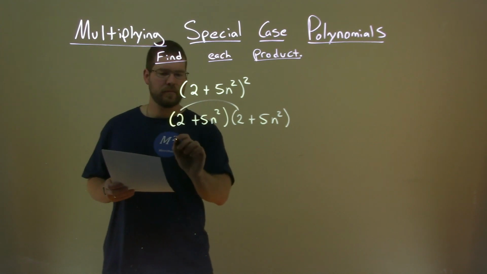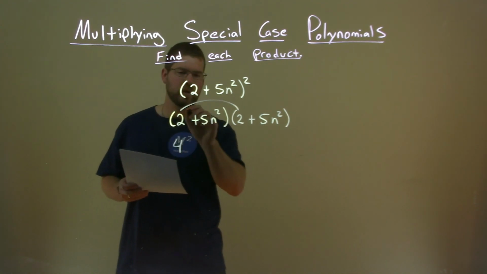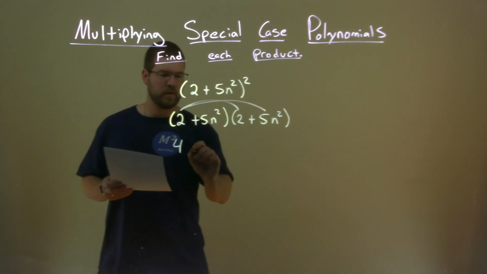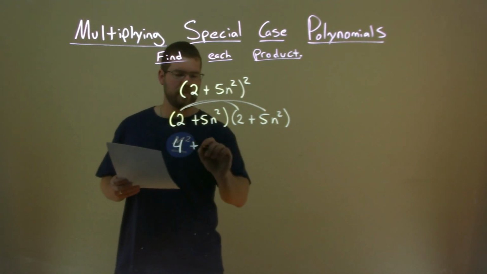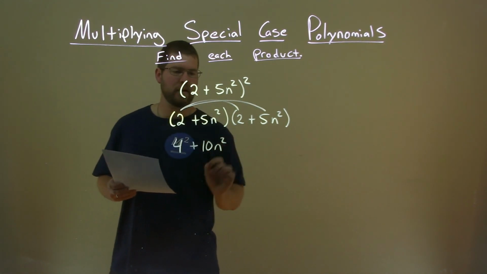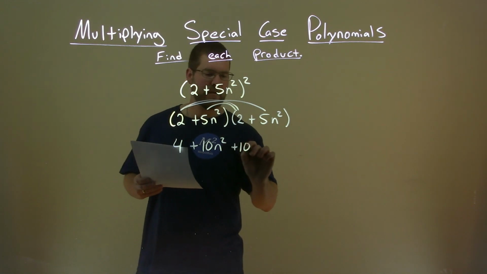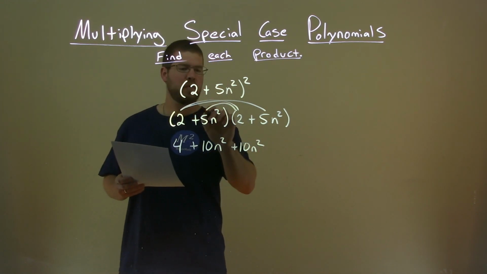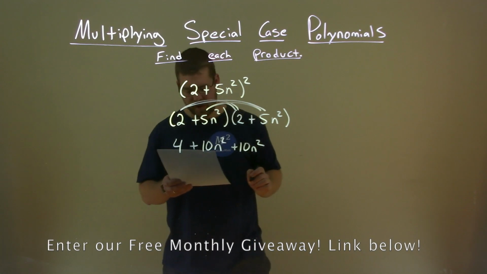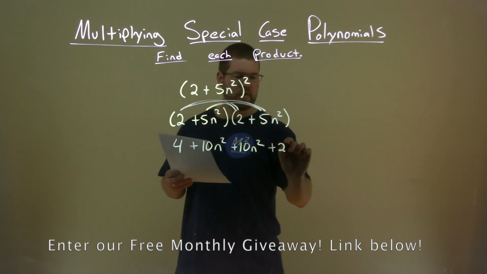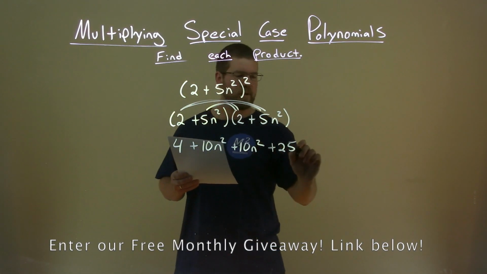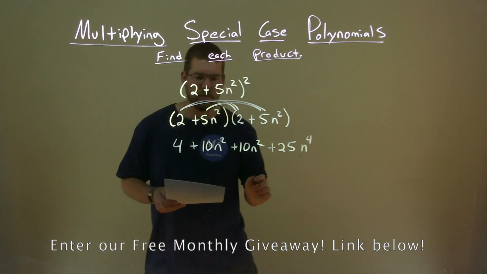2 times 2, you should know that is 4. 2 times the 5n squared, well, 2 times 5 is 10, so we have 10n squared here. 5n squared times 2, again, is 10n squared. And 5n squared times 5n squared, well, 5 times 5 is 25. N squared times n squared, n to the fourth power.